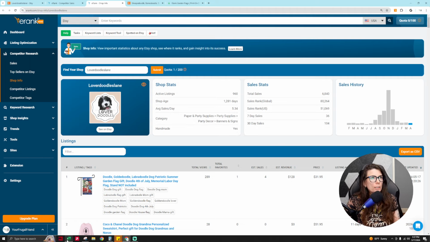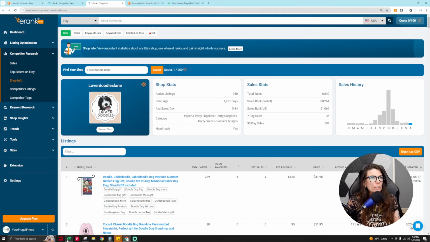sell in. I also wanted to extrapolate out the estimated monthly sales, and then the estimated monthly sales units. And I verified that data, obviously, in eRank and in Everbee. It matches, so I feel confident that this is accurate information.